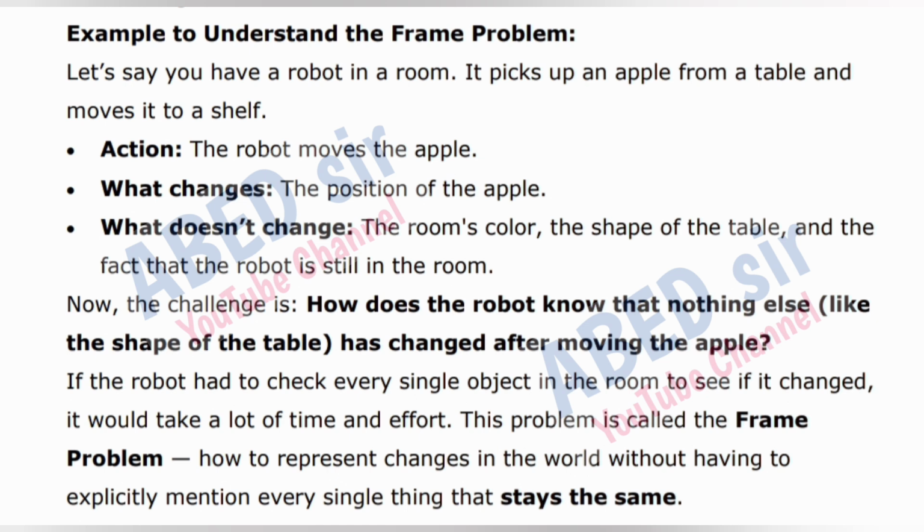If the robot had to check every single object in the room to see if it changed, it would take a lot of time and effort. This problem is called the frame problem: how to represent changes in the world without having to explicitly mention every single thing that stays the same.